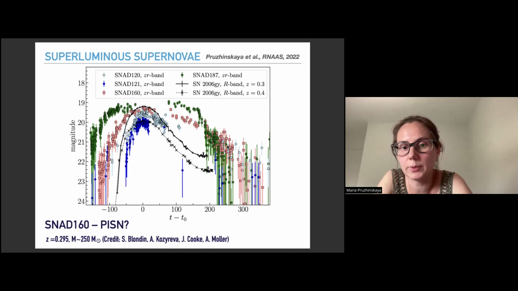So not of the supernova itself, but of the host, with the Keck telescope, and determined its redshift, and also tried to model it with a stellar code. For the moment, it's just preliminary modeling. So the best parameters for the progenitor assume a pre-supernova mass of about 250 solar masses, which makes it a very good candidate for a pair-instability supernova, a theoretical class of supernova that has not yet been observed.